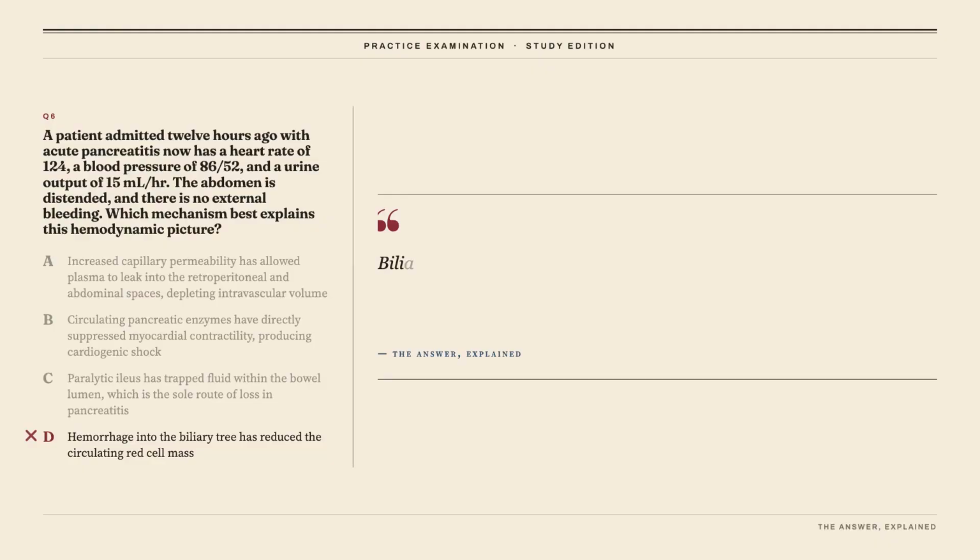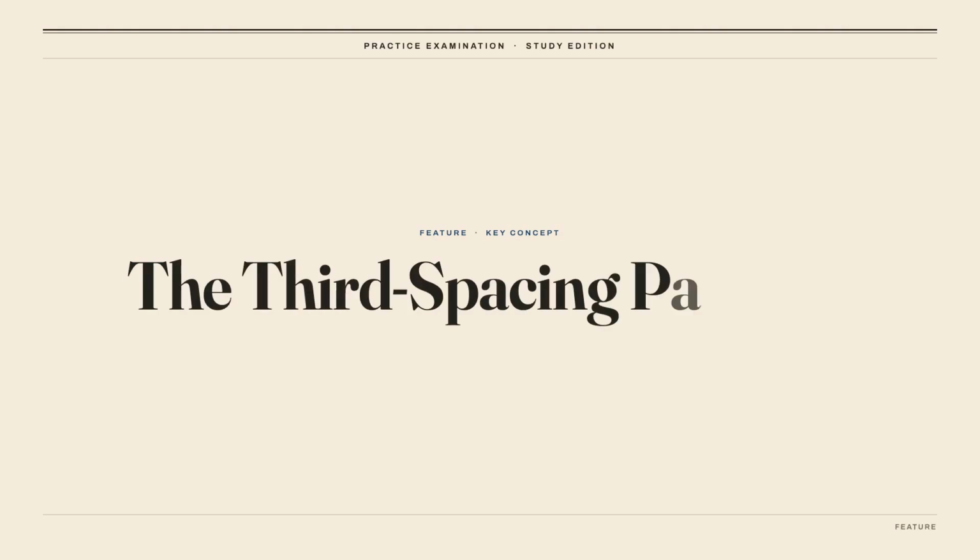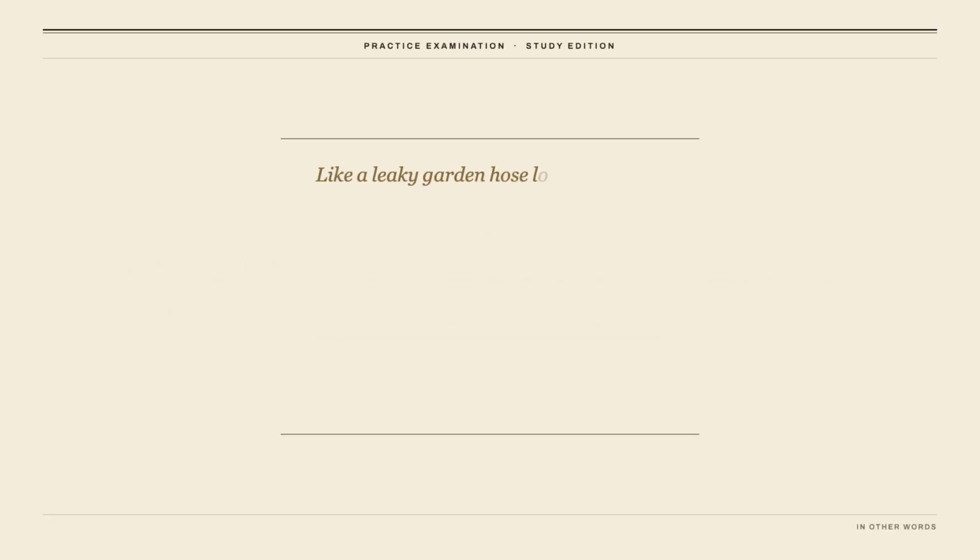D is wrong because biliary hemorrhage is not a typical feature of acute pancreatitis, and there is no evidence of blood loss in this scenario. Retroperitoneal bleeding, when it occurs, presents with flank or periumbilical bruising. In severe pancreatitis, a patient can look flooded with fluid and still be in hypovolemic shock. Understanding why requires separating two ideas: total body water versus the volume actually circulating in the vessels.